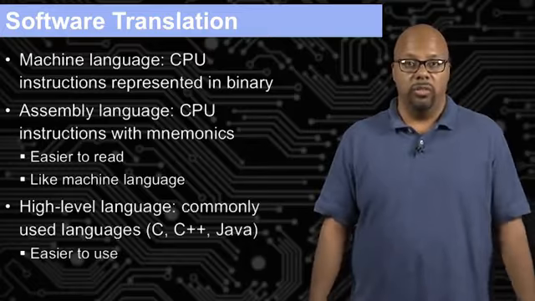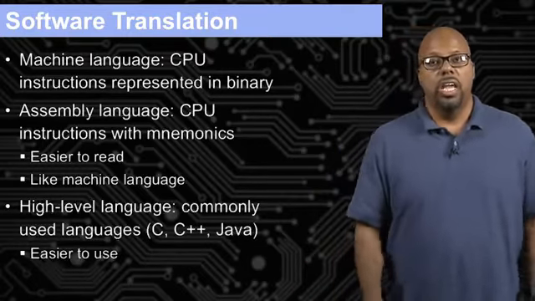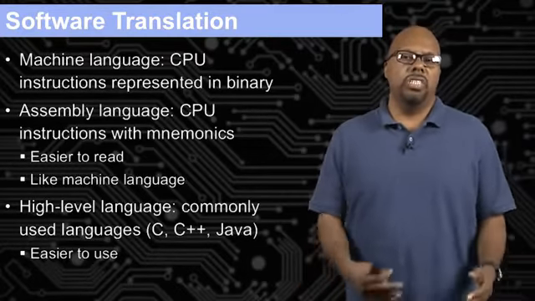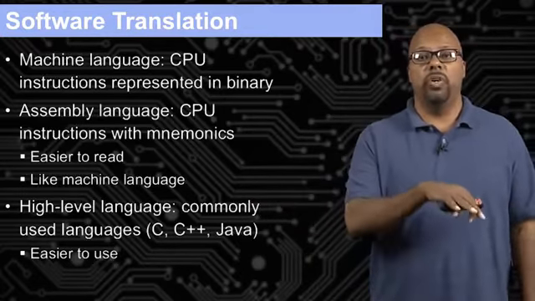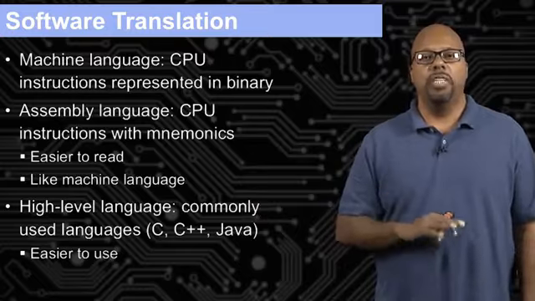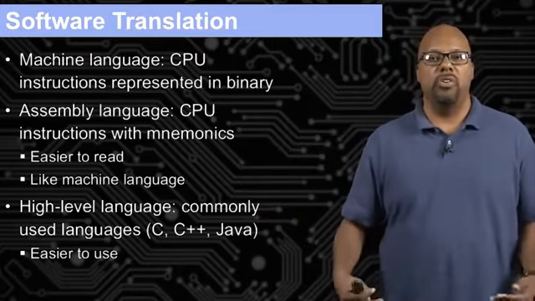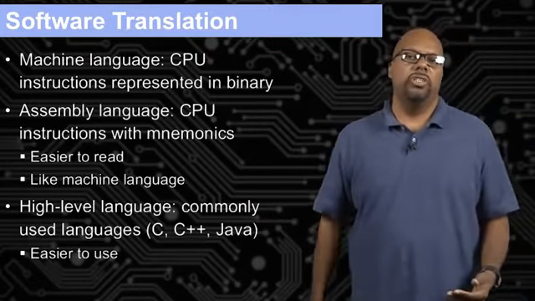What we'll work with are what we'll call high-level languages. The commonly used languages: C, C++, Java, Python, which is what we're going to look at. We'll focus on C, C++, and Python, but there are many high-level languages that people program in. So these are much easier to use.